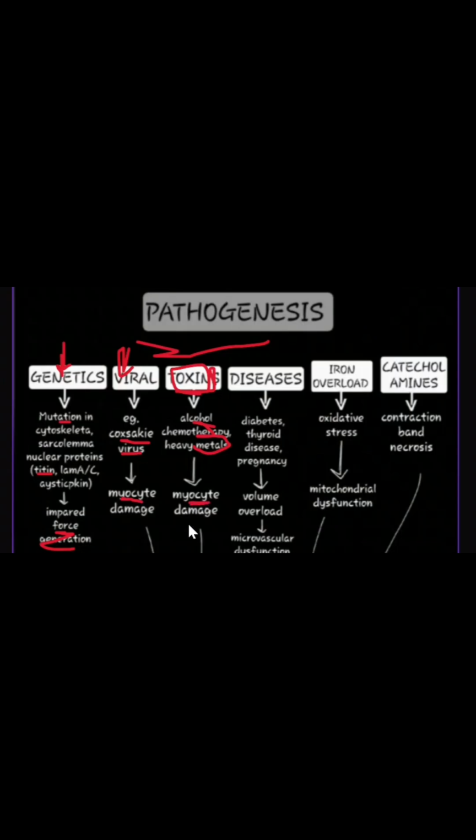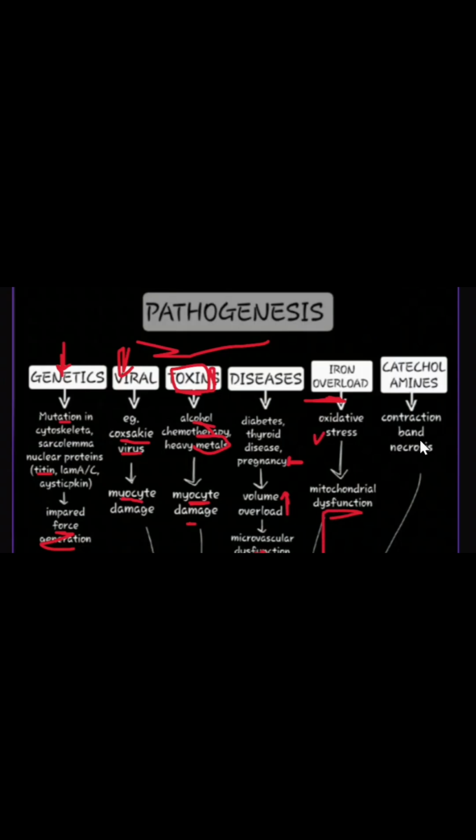Other important contributing factors are pregnancy and metabolic disorders, like thyroid disease and diabetes. These increase blood volume and metabolic demand. The heart is forced to pump more, leading to volume overload. Over time, the ventricle stretches and dilates. The next one is iron overload. Excess iron causes oxidative stress. Free radicals damage heart muscle cells, and this leads to myocardial dysfunction.